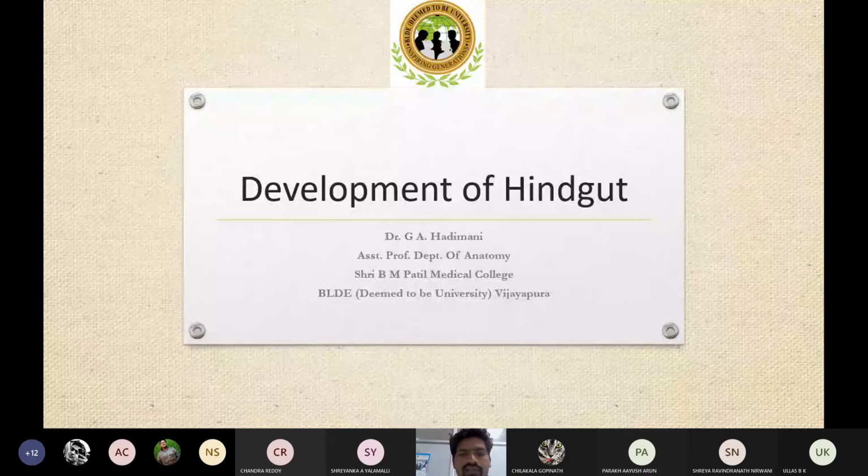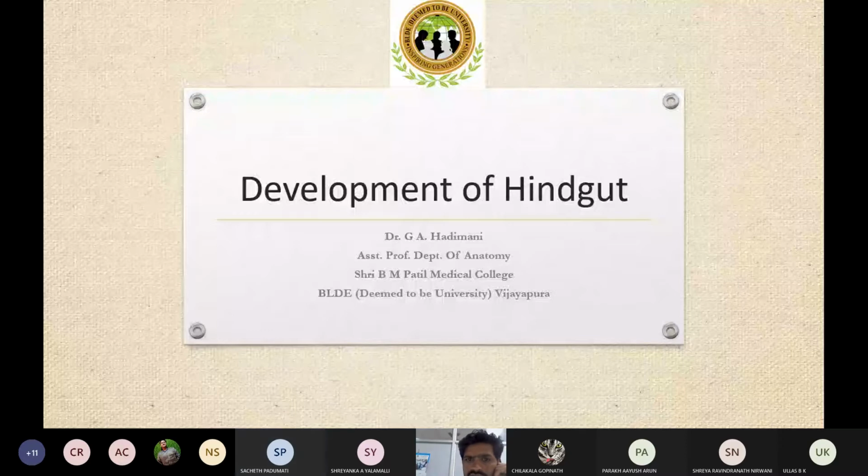Fine. Okay. Let us start with development of hindgut. Do you know the different parts of hindgut? Before going on to the development of it, let us know what these parts of hindgut are. Please, someone should reply. Don't keep quiet. So, one-third part of transverse colon, descending colon, sigmoid colon, rectum, anal canal.